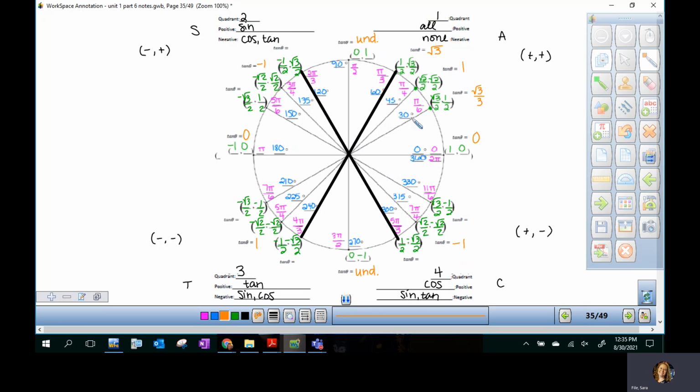Okay, so now we could go around and do tangent at the 30s, square root of 3 over 3. So we said tangent is negative here. Positive here. And then negative again here. And then we could do all the 60s. It's just square root of 3. So here tangent is negative. Here it is positive. And here it is negative again.